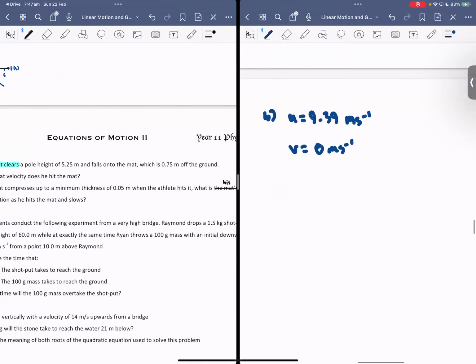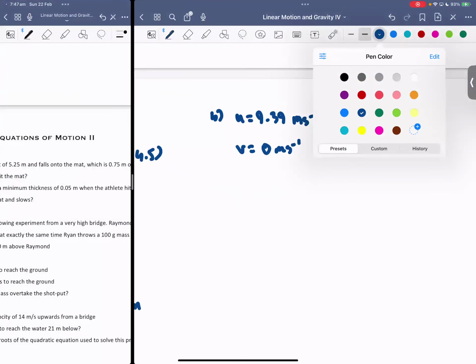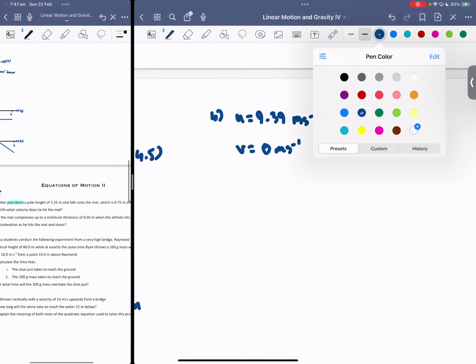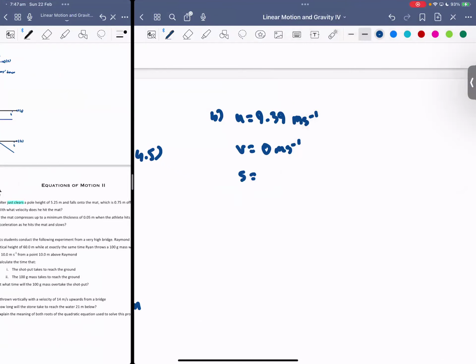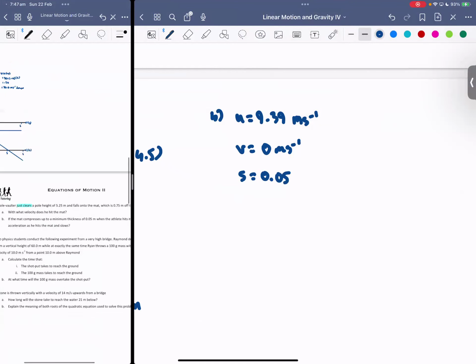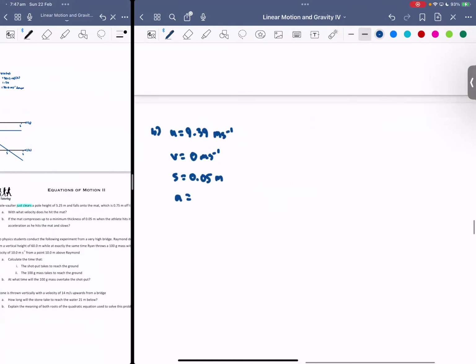Cool. So u is this, v is this. What else do we have? We have the distance that he moves through the mat. He moves 0.05 meters, and we want to work out acceleration. I expect it to be negative because he's obviously decelerating when he hits the mat. It would be a very weird mat if he didn't decelerate. Again, v squared equals u squared plus 2as. I personally use v and u. Some of your schools might write vi, vf, or v1, v2, which I find a bit annoying. Most schools allow you to write v and u.